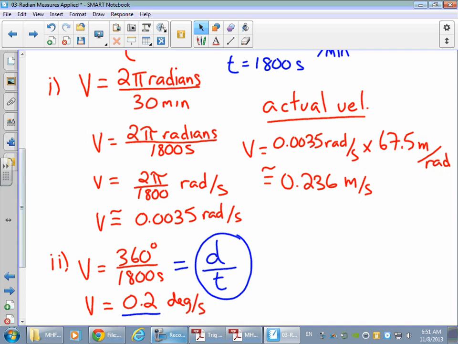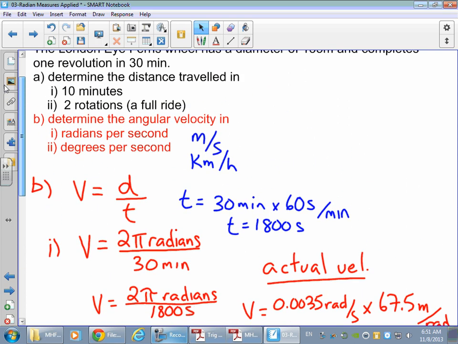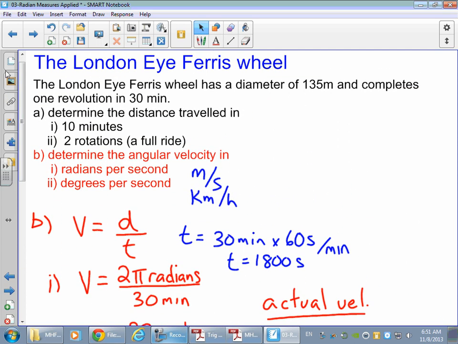So for today, that's basically all we've got. Arc distance and angular velocity, just understanding what they mean and making use of them in some problems.